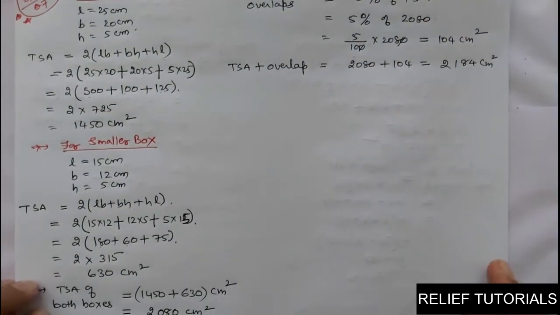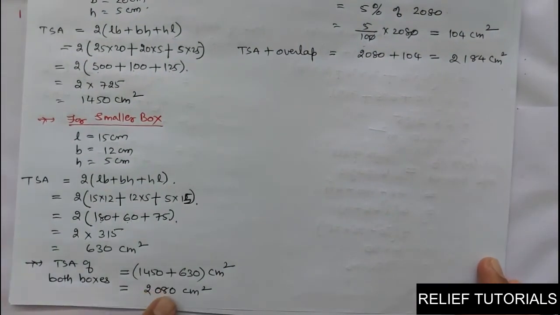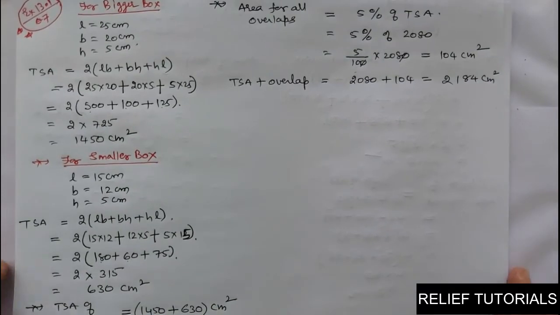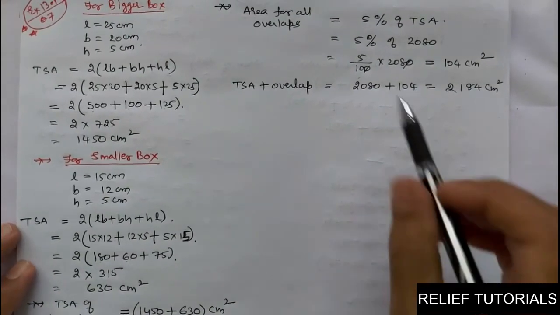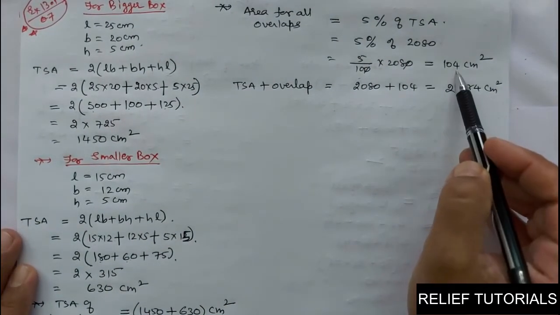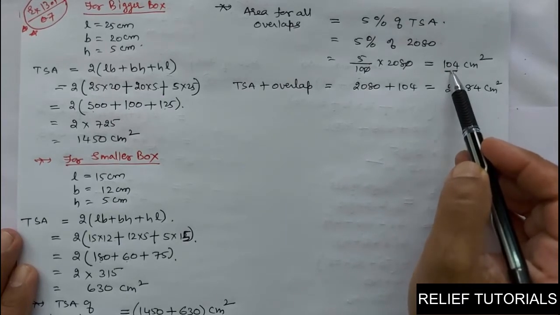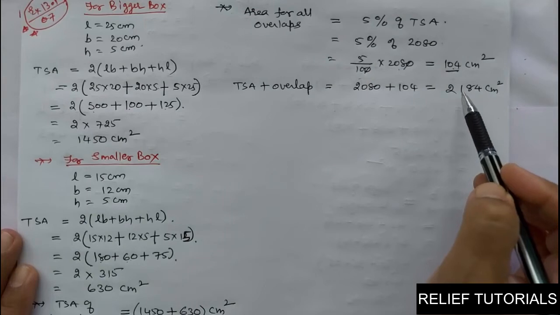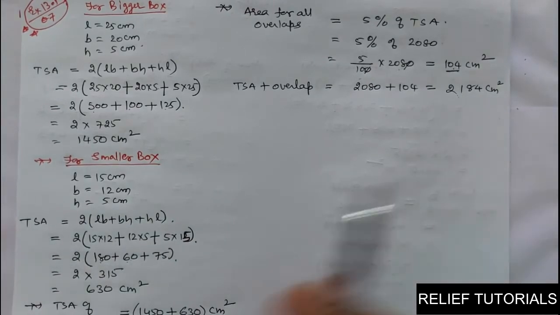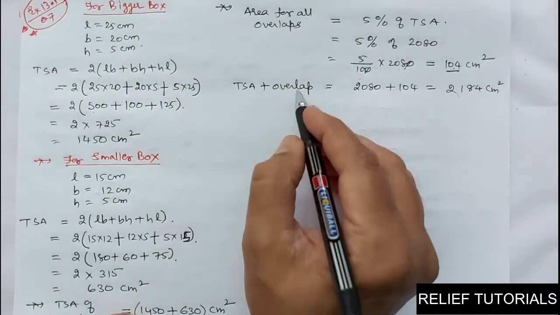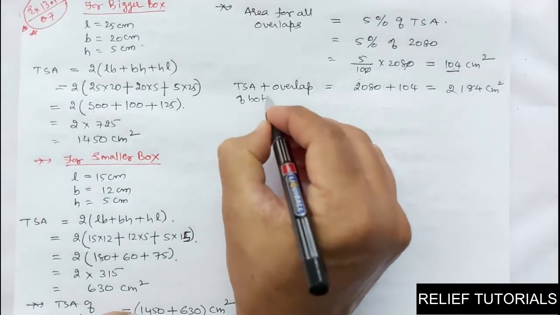Have you got it, friends? See, total surface area of 2 boxes is 2080, but we require an extra. That is the overlap, and that is 5% of total surface area. So that is 104. So this is the extra sheet we require along with total surface area. So 2080 plus 104 is the total area required for both the boxes. Clear? So TSA plus overlap of both boxes.